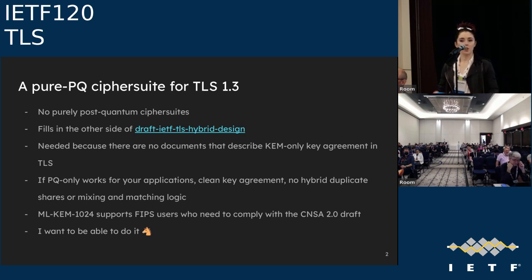We need a document and not just a code point and not just an allocation, because we don't have any other documents that say how to do KEM-based key agreement in TLS, not hybrid, not combining with anything else. You can infer from hybrid design a lot of the things I wrote down in this document, but they aren't written down. So I wrote them down, and that's all it is.